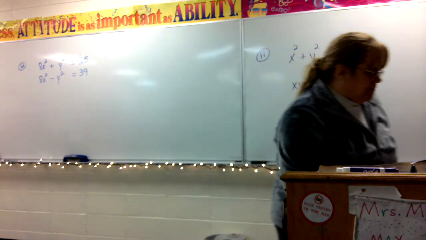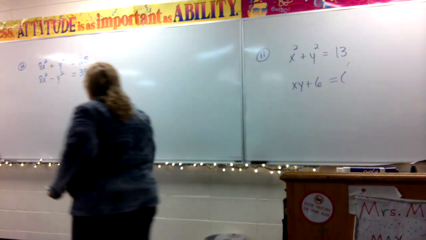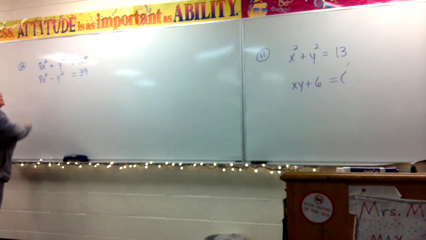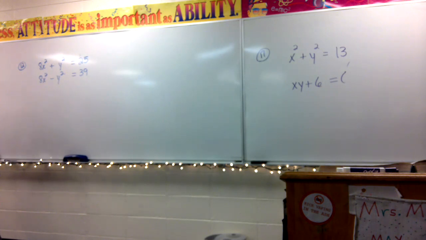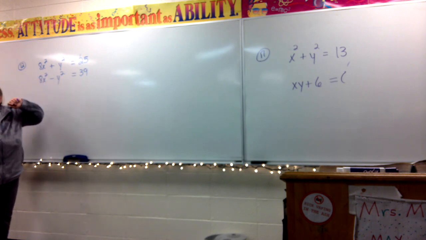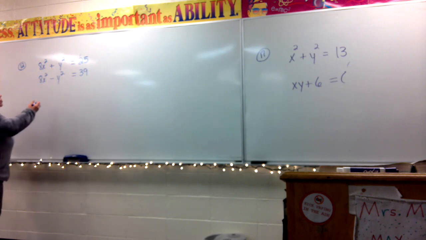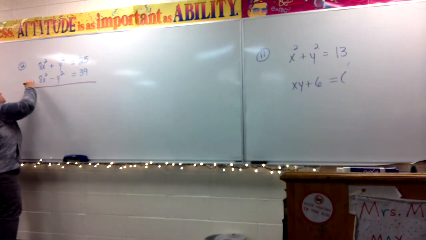Number 12 over there. What method would work best for this? Addition. I think addition, right? With the addition method, you need opposites. Well, right here I have opposites. So I'm going to use the addition method.